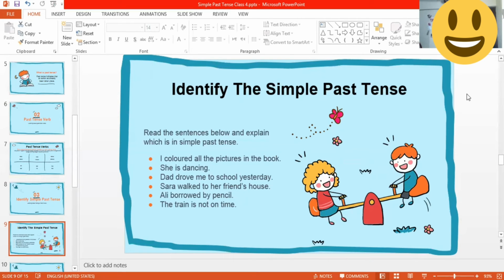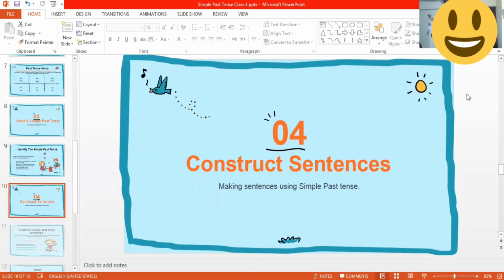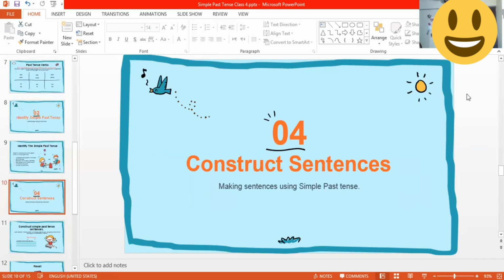Ali borrowed my pencil. Again, we see the ed, so we can now say that it is a simple past tense verb sentence. The train is not on time. Since it has is in it and we cannot see any past tense verbs in here, any second form of verb, we're going to say that it is not a simple past tense sentence. Okay, let's move on to the next slide.